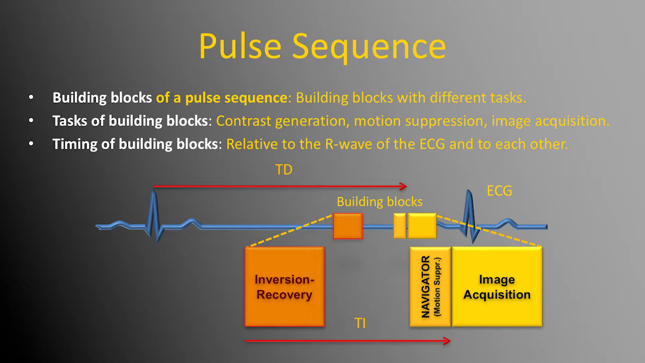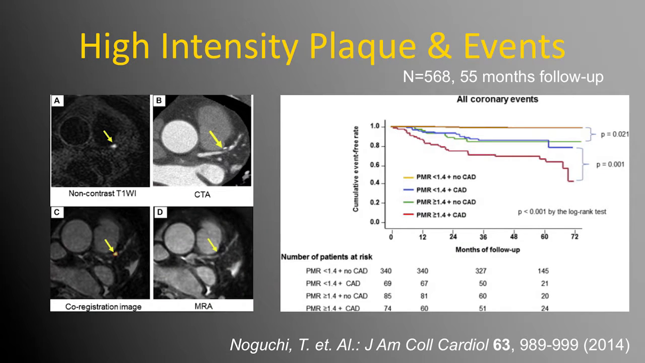You just replace the pulses I just showed before with an inversion recovery pre-pulse and a certain inversion delay of about 300 to 400 milliseconds to null the myocardium if there is no contrast on board. And this is a very elegant study that was done by a Japanese group. Quite recently, they had more than 500 patients, and they were actually looking at the event rate in patients who had enhancement like this. They call it PMR.